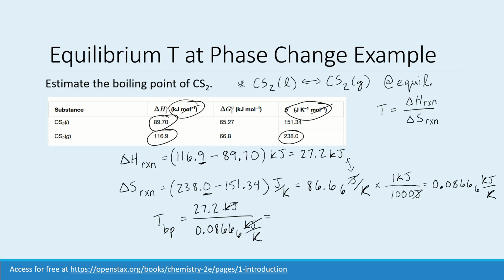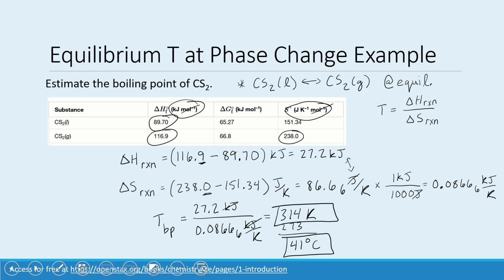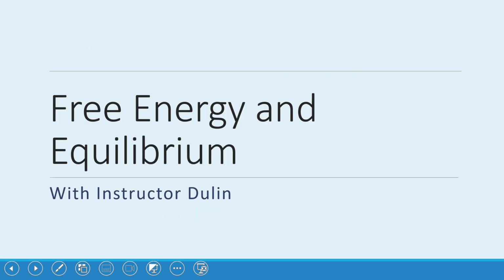Okay, so kilojoules cancel. Of course, 1 over Kelvin will bring us back up to Kelvin, and 3 significant figures will give you 314 Kelvin. And of course, if we want that in Celsius, we subtract the 273, and it's out to the ones place, and so you get 41 degrees Celsius. Okay, so just depending on whether they want it in Kelvin or Celsius there.